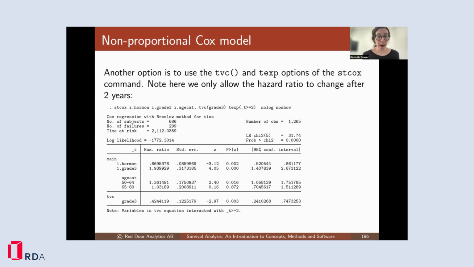And then we get the output here, which shows you what the hazard ratios are for hormonal therapy, which is constant across time. This is 0.67. So we see very similar estimates of the hazard ratio from all of these models. In fact, it varied from 0.67 to 0.770, I think. We get an effect of grade 3 before 2 years at 1.93. And then we also get the age category effects. And we see the hazard ratio after 2 years.